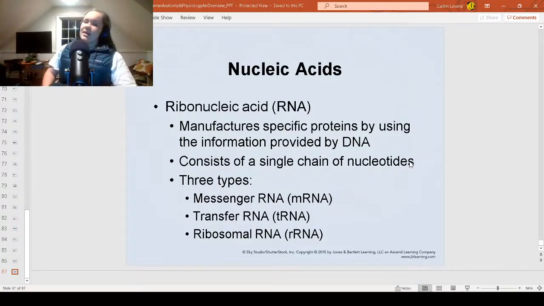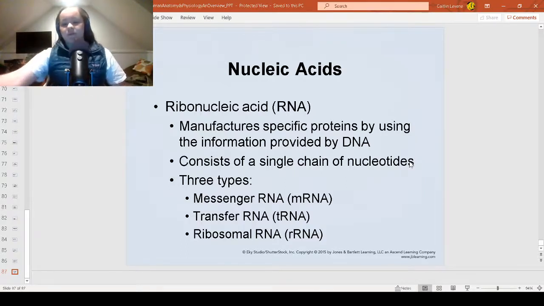Ribonucleic acid, RNA, which is half of that, manufactures specific proteins by using the information provided by the DNA. This consists of a single chain of nucleotides. There are 3 types of them: messenger, transfer, and ribosomal, which is rRNA.